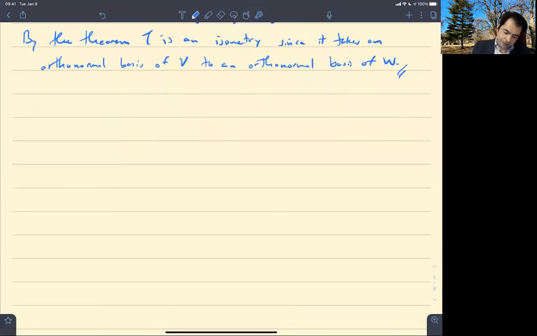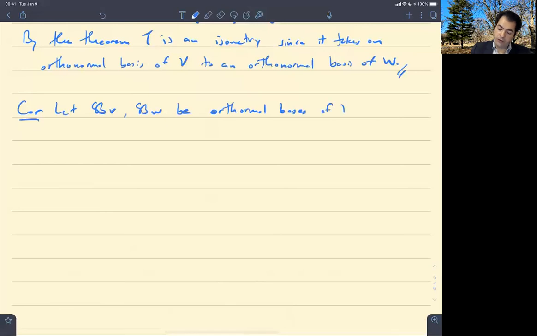Okay, here's a simple corollary about the matrix associated to an isometry. So let's say that BV and BW are orthonormal bases of V and W respectively.